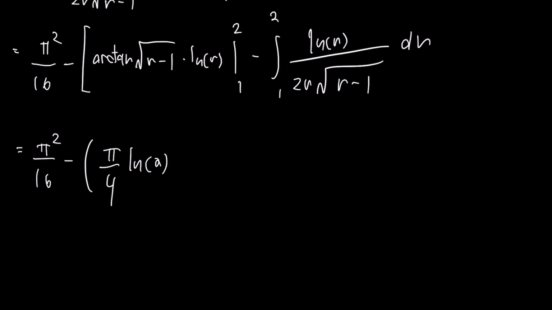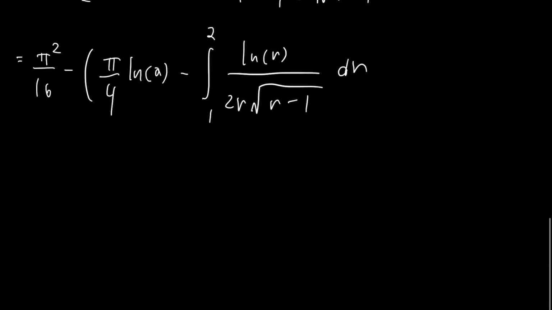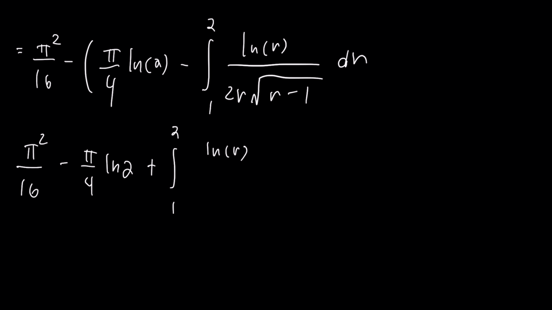So minus the integral from 1 to 2 of 1 over 2 times the natural log of 1, which will end up being 0. So minus the integral from 1 to 2 of the natural log of r divided by 2r square root of r minus 1 dr. And distributing the negative signs, we have pi squared over 16 minus pi over 4 log 2, and plus the integral from 1 to 2 of the natural log of r divided by 2r square root of r minus 1 dr.